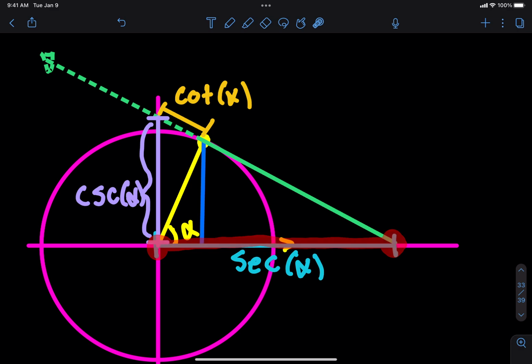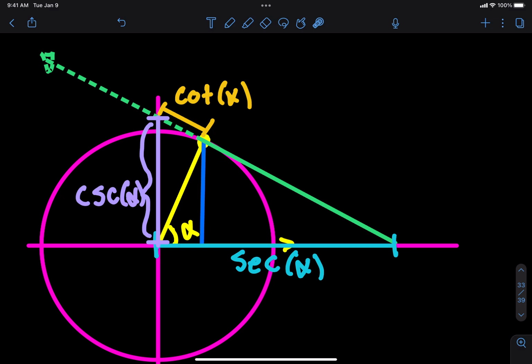And then what are we going to have? We're also going to have the cosecant. Instead of being the distance from the origin to the point at which the tangent line crosses the x-axis, it's going to be the distance from the origin to the point at which the line of tangency touches the y-axis. Okay, that will be the cosecant.